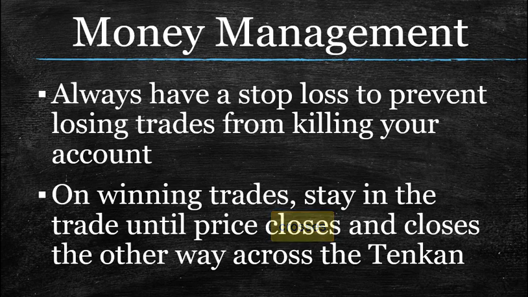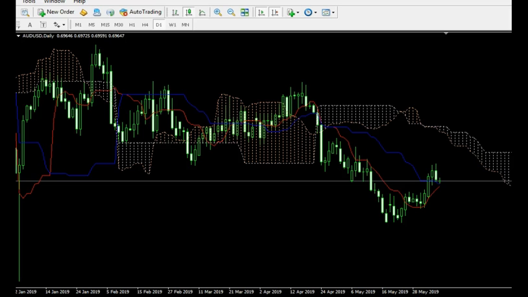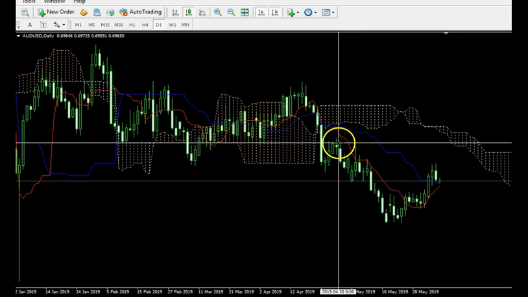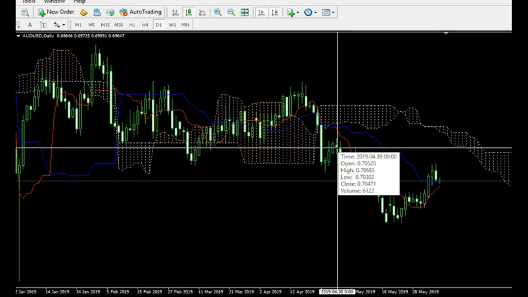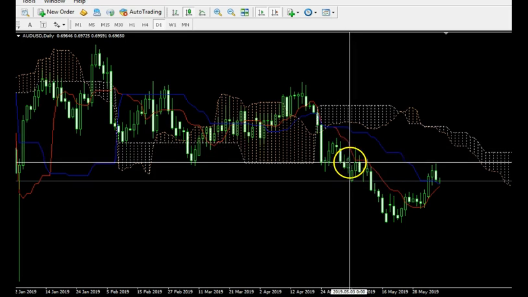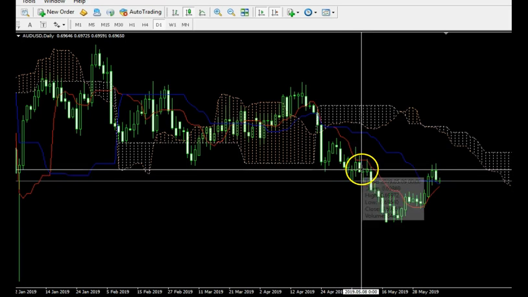So I'll show you what this looks like. Here on the Aussie dollar daily, there's a lot of noise, a lot of trades we didn't really want to take until right here. So you finally saw that separation where the Tenkan had closed down beyond the Kijun. So that would have been, let's see, right here it looks like. All right, so you enter short here and you get this nice run.